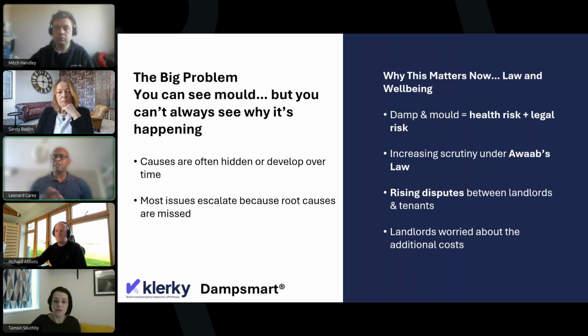And Tamsin, can you just say a little bit about what's happening in October? Yeah. So obviously at the moment, Awaab's Law is only affecting social housing providers, but it's something I think all private rented sector landlords and agents are very much aware of, just trying to get ahead of the game.